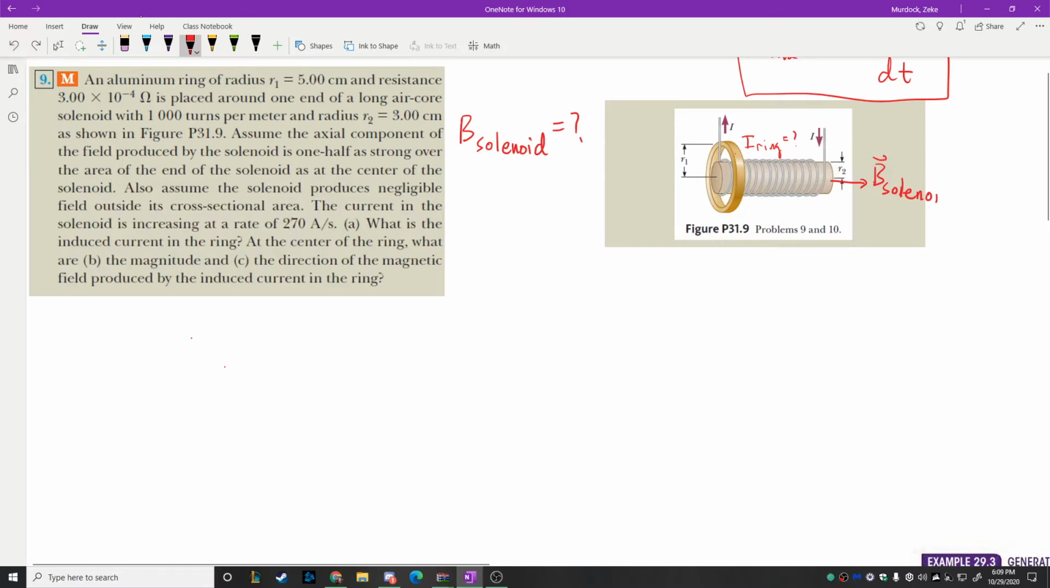Now, just having a magnetic field alone, though, isn't enough to induce a current here and a current in the other ring.